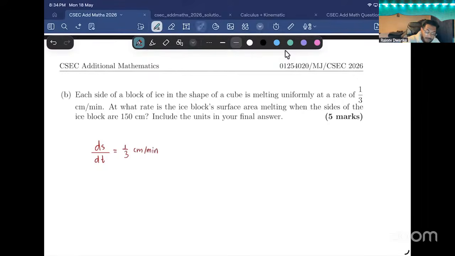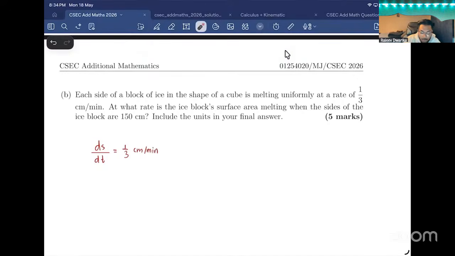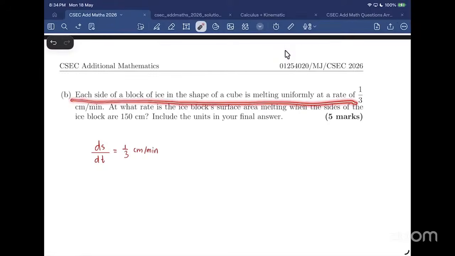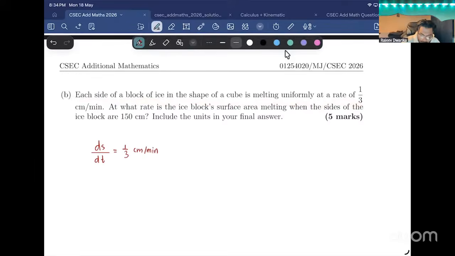If you're confused, it's ds dt. So what two things are changing here? The length with respect to time. Exactly. So that's why I say ds. Would you prefer if I use ds or dl? ds is fine. Okay.